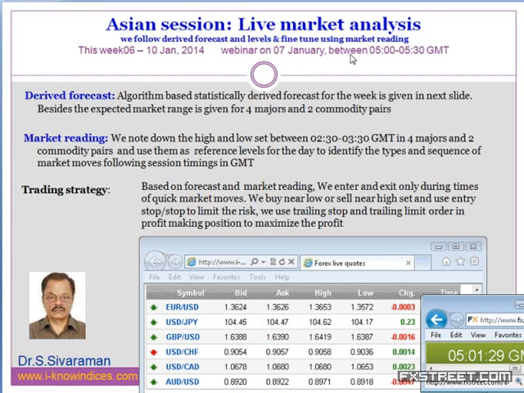So I'm giving it on 7th January, the forecast for this particular week, which is derived based on a statistical algorithm. And also I'll fine-tune it with the help of the market reading technique. I'll explain how it can be fine-tuned. And in order to avoid undue risk, we will use the trading strategy during this particular time frame.